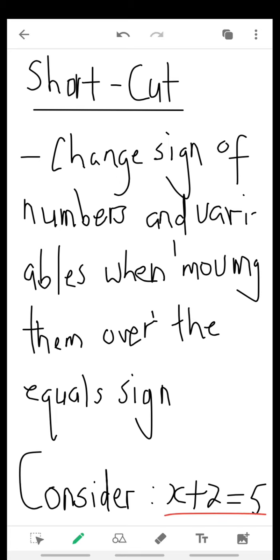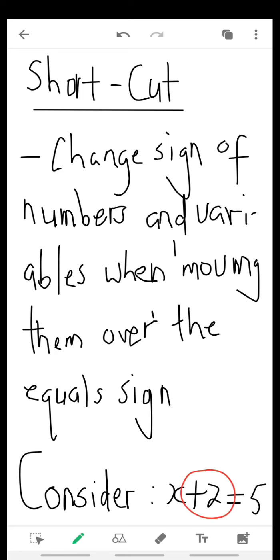Consider this equation here, x plus 2 equals 5. Remember, if you are using your additive inverse, for you to get x alone, you would subtract the 2 on both sides. Then you'll have x equals 5 minus 2, which will be 3. But you don't have to use the additive inverse. We can use our short method. So how do you use the short method?